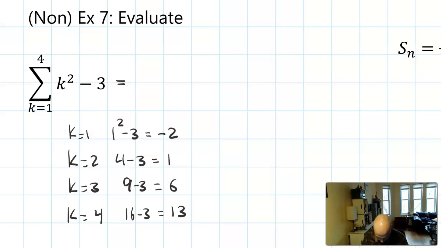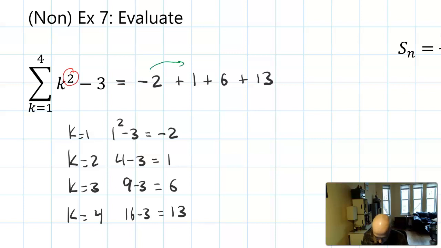So I would be doing negative 2 plus 1 plus 6 plus 13. And you might say, okay, well, I know there's 4 terms. I know the first term, I know the last term, I know to divide by 2, etc. But there's a problem. That problem comes from this k squared. This is not an arithmetic sequence. So don't get so excited to use your formula that you forget that there's a requirement. You've got to be looking at an arithmetic sequence.